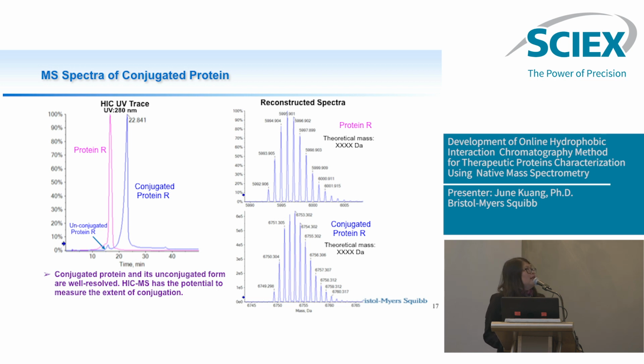So enough for antibodies. We also wanted to test how well this method works on a conjugated protein. As we know, hydrophobic interaction is a primary technique that we use for purification and analysis of ADCs and conjugated proteins. So we applied this method to a conjugated protein we have in-house, and this method was able to resolve both the unconjugated form and the conjugated form and directly analyze them by mass spec in a native form. So potentially this method can be applied to measure the extent of conjugation.